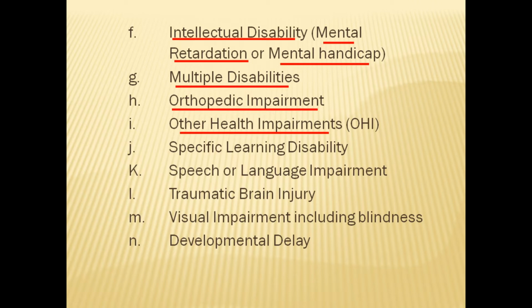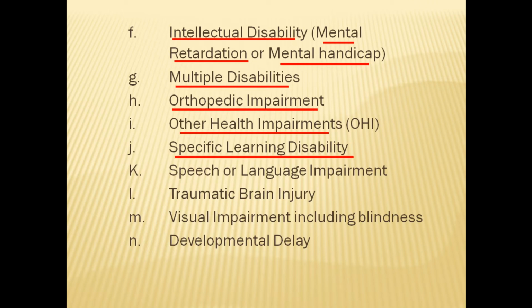Other health impairment is chronic or acute continuing health problems that adversely affects your child's education that aren't necessarily listed here. Your child hasn't been diagnosed with one of these specific disabilities, but they have acute and chronic health problems, and there's identification of some sort of condition that's ongoing and adversely affects your child's education.